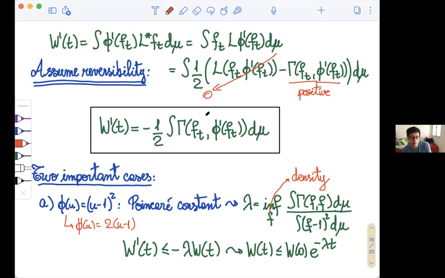This is what people really study. Doing this, we arrive at what is called the Poincaré constant. So what is the Poincaré constant? We define lambda as the infimum of that number there.